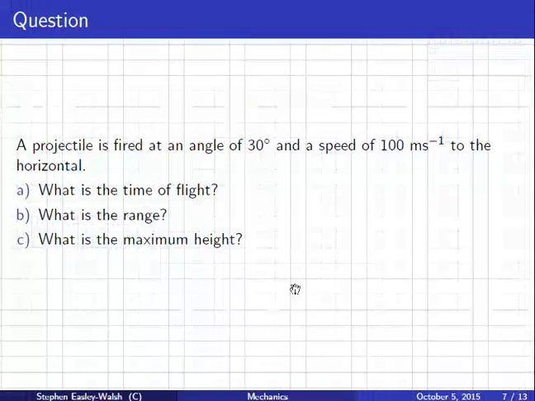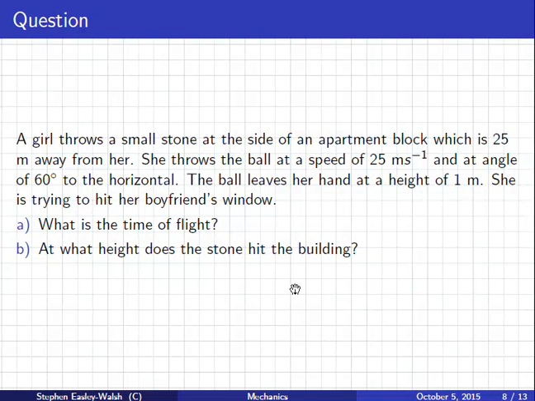So let's say I'll use s equals ut plus a half at squared. But there's two s's, right? There's a horizontal and there's a vertical. So right now we're just looking at the vertical. So s equals ut plus a half at squared. So then you get 0 equals 50t minus 4.905t squared. So then t equals 10.2 seconds.